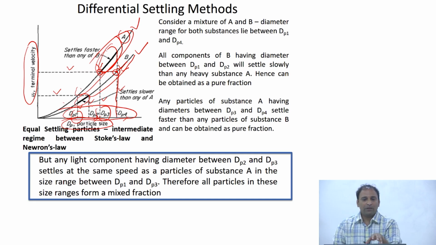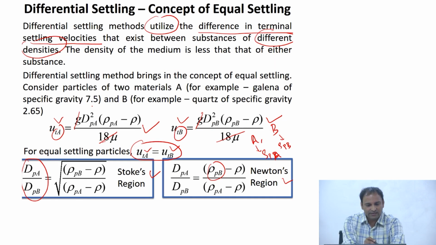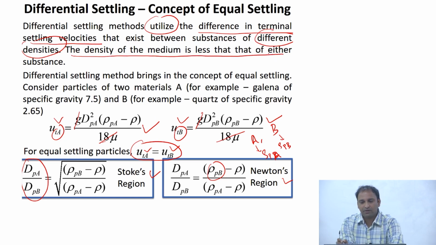So what people do is exploit this thing called differential settling to separate a mixture of particles into different sizes. And one thing I did not mention is that in this case, the density of the medium should be less than that of either of the substances, right? In the case of the sink and float method, the density of the fluid is in between the density of the two particles. That's why one would sink and the other would float. In this case, you want both particles to settle, and that will happen only if the density of the fluid is less than the density of the two particles.